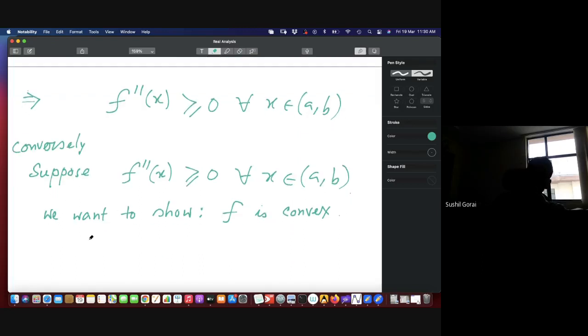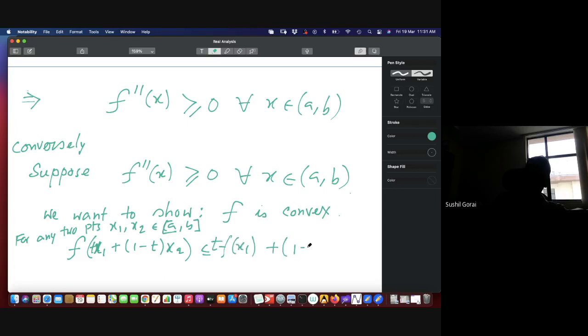Which means, for any 2 points x1, x2 in AB, f of t x1 plus 1 minus t x2 is less than or equal to t f of x1 plus 1 minus t f of x2. Right?